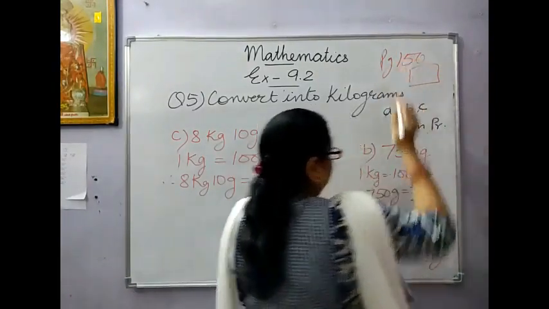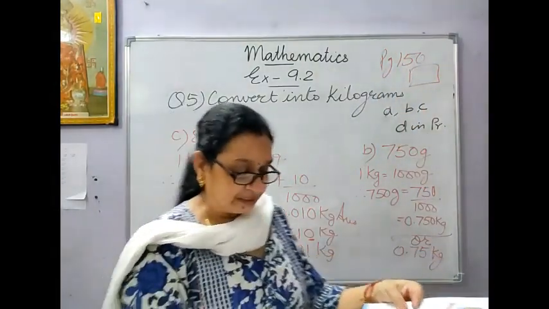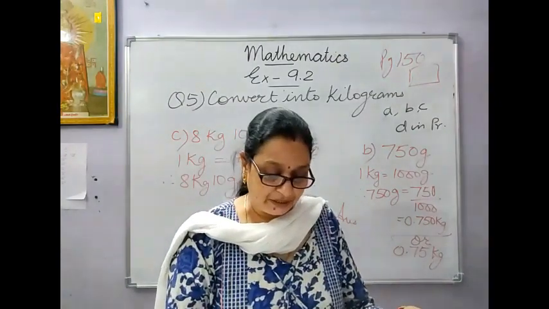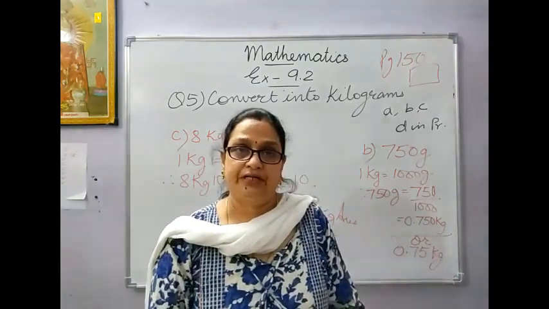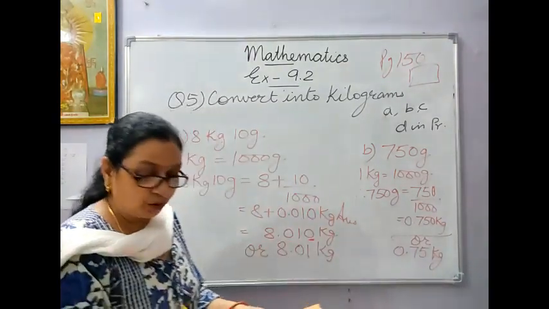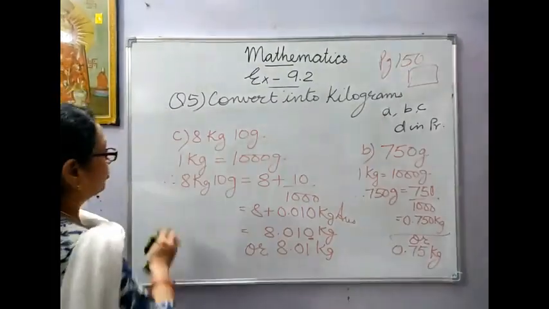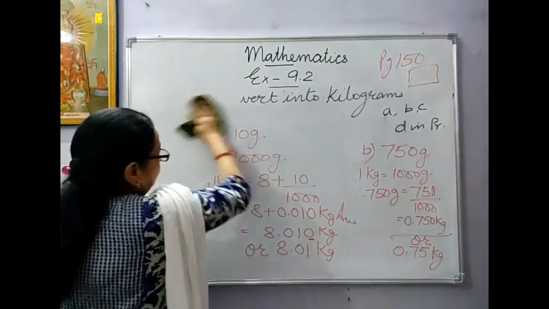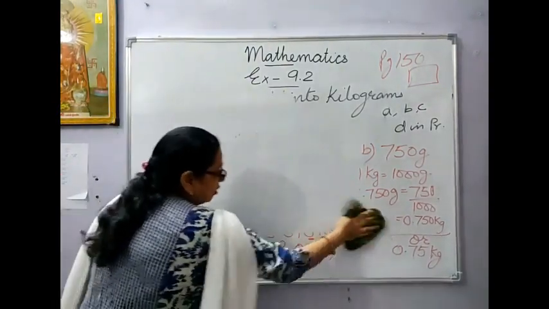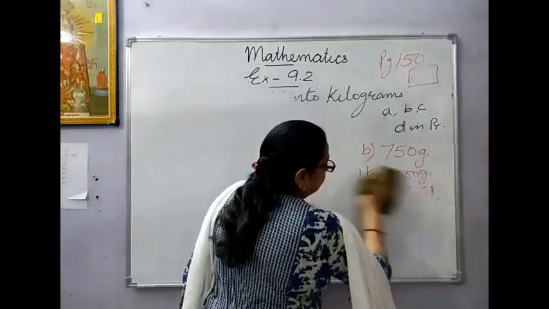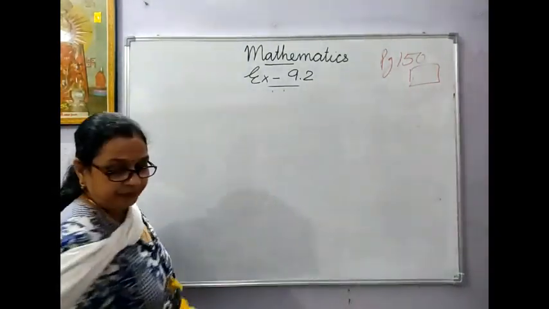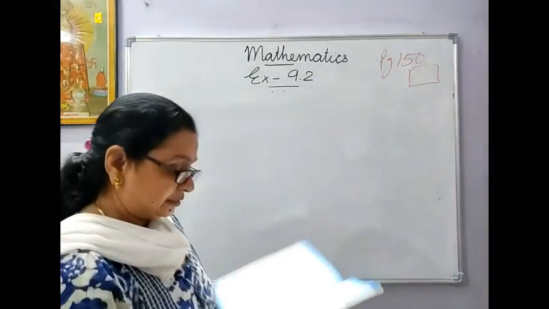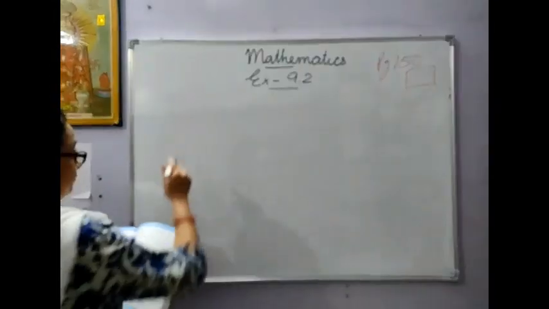A box is given. It's written, after the decimal point, if there is a 0 at the end, it need not be written. Okay, so I hope this is clear. Now we move on to question number 6. I think it's very clear now how to do the sums. I don't need to do much now. So it is question number 6.